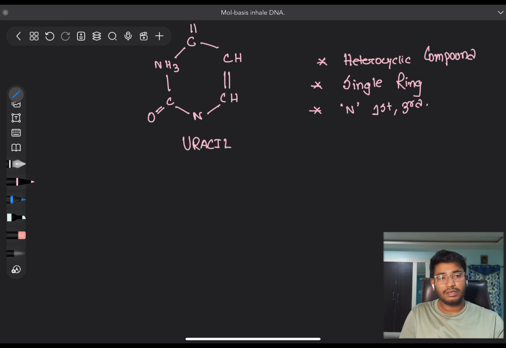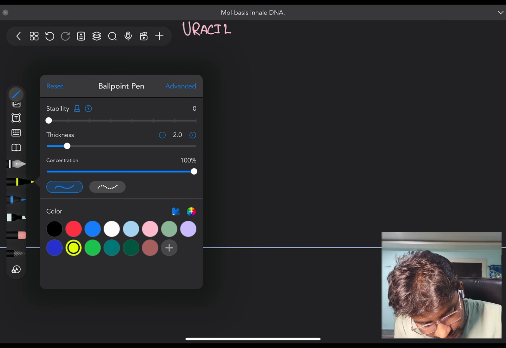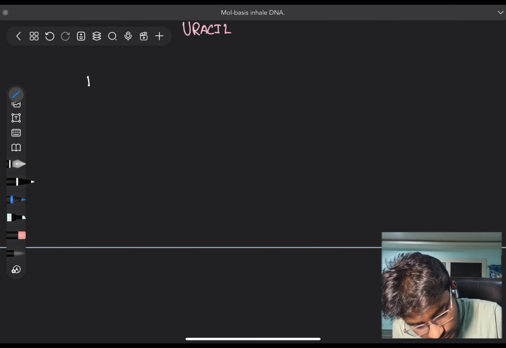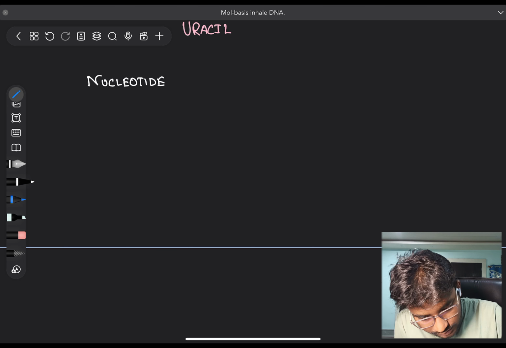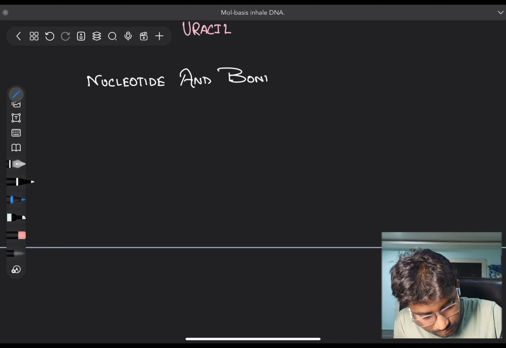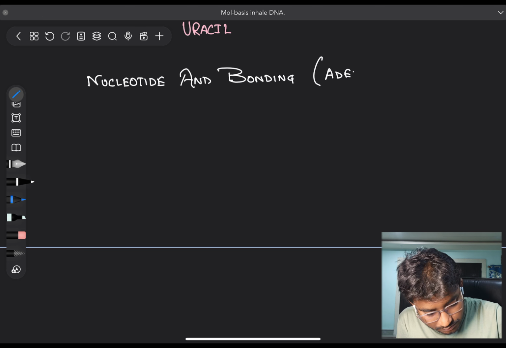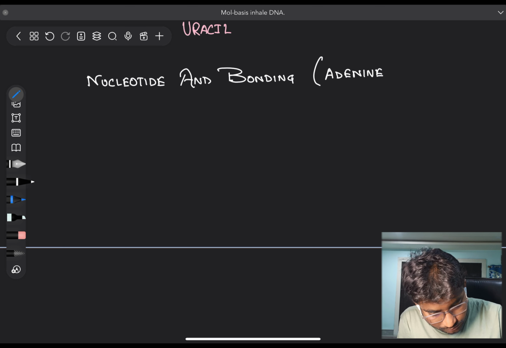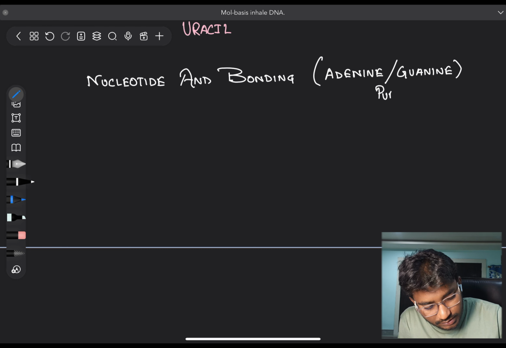Okay. Now we come to the next part: nucleotide and its bonding. It's made up of adenine and guanine. These are all purine bases.